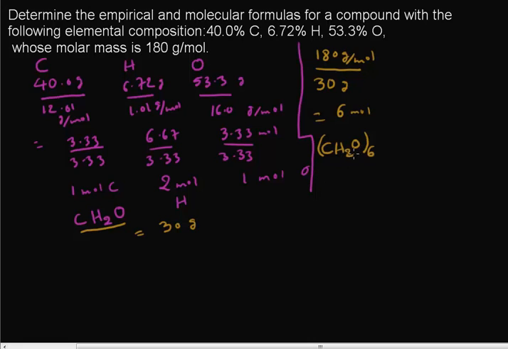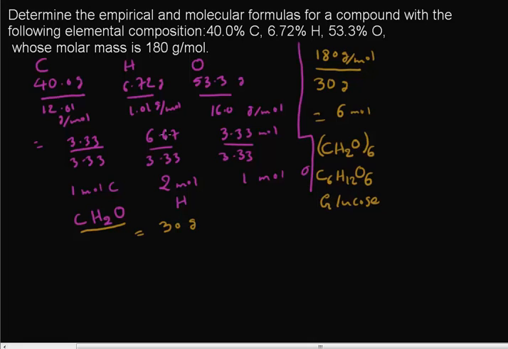If I multiply this empirical formula throughout by 6, that would be C6H12O6. I'm sure you're very familiar with this compound. That's right, this is glucose, the end product of photosynthesis, or the final product of human digestion of carbohydrates.